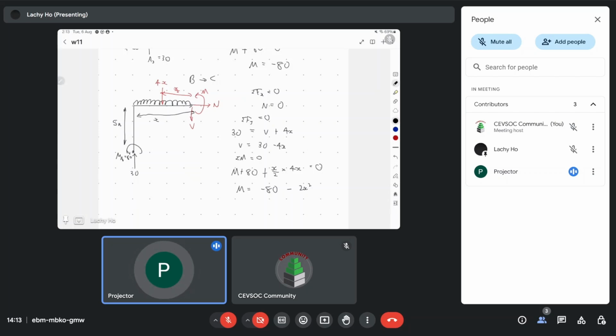Oh, sorry. We also forgot about this point here, which is 30. This 30 has a distance of 30 times x, for some distance x, whether that be 0 all the way to 4 meters. So we end up with this equation: minus M equals 30x minus 80 minus 2x squared.